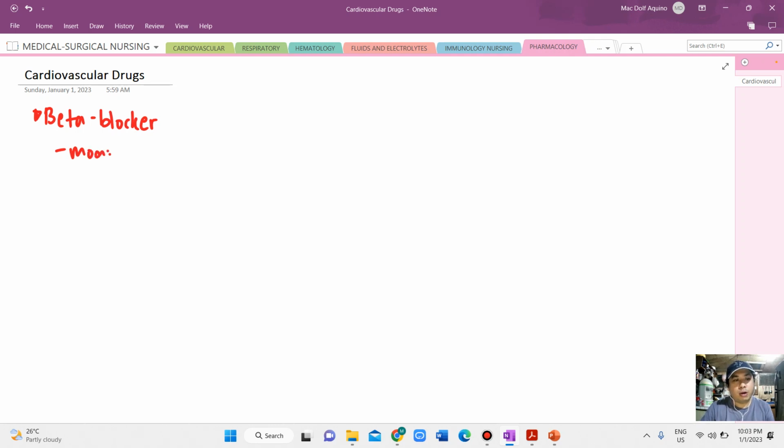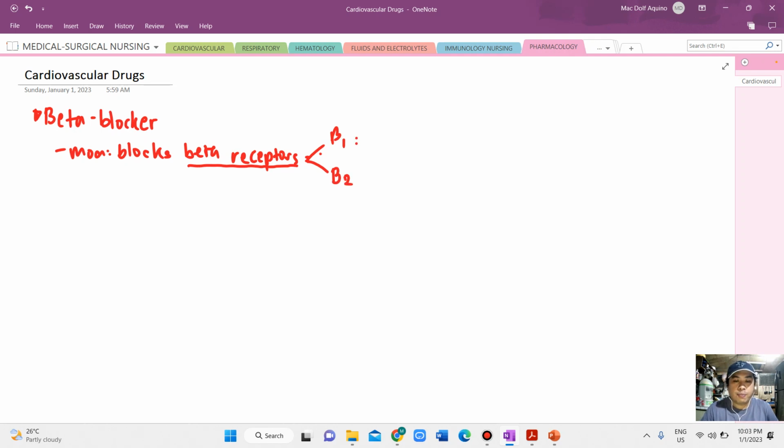When we say beta blocker, it's a drug that blocks your beta receptors. Now, what are the beta receptors? Remember that beta receptors have two types. We have your beta 1 and beta 2.